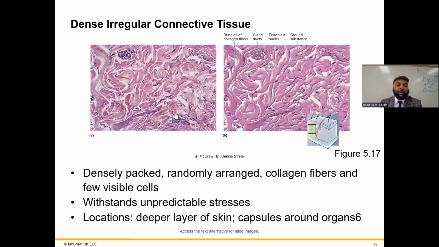Dense irregular connective tissue. So densely packed, randomly arranged collagen fibers, and few visible cells. They withstand unpredictable stresses, and their locations are the deeper layer of the skin and capsules around the organs.